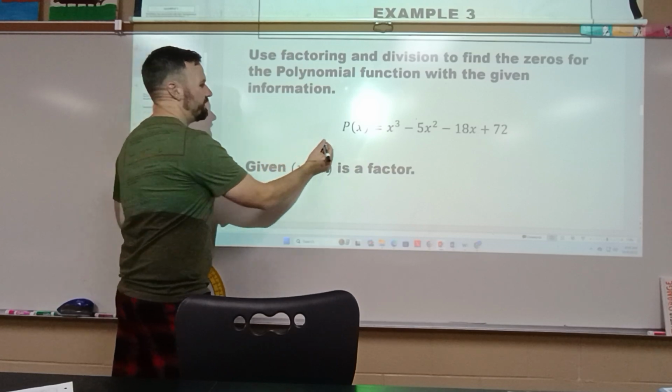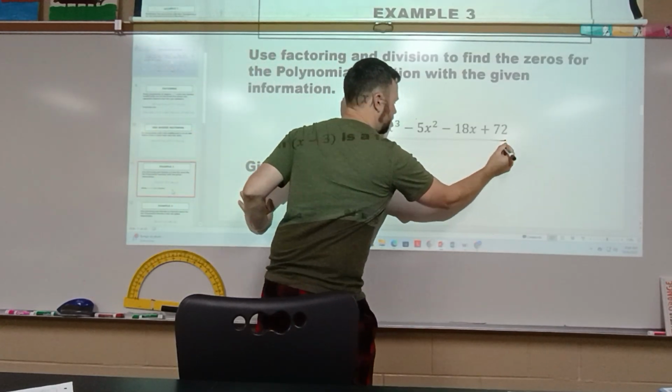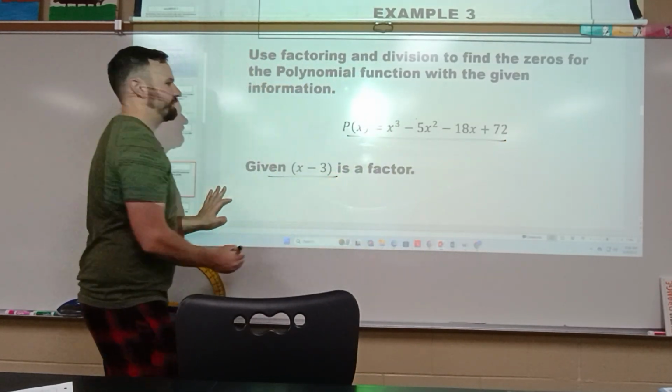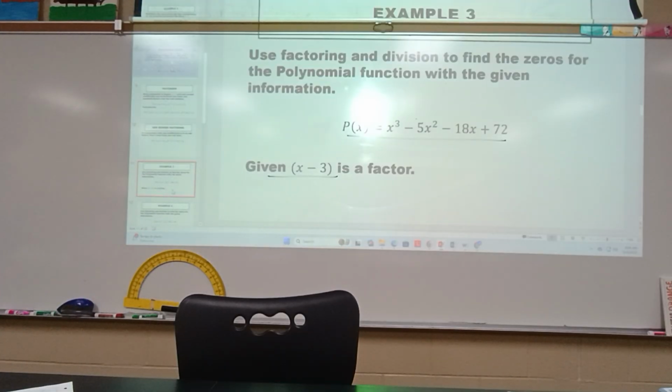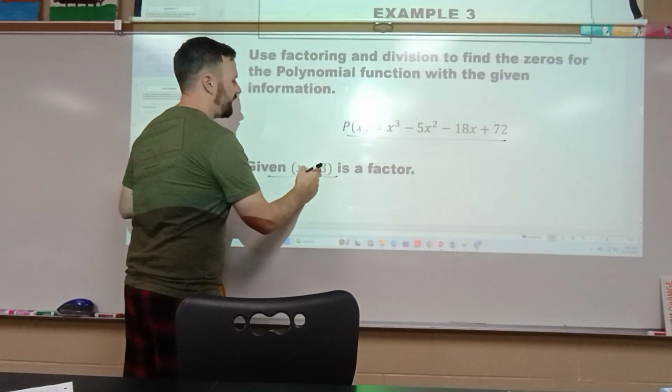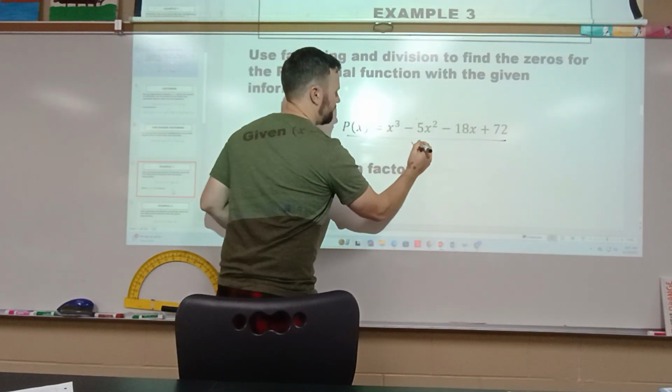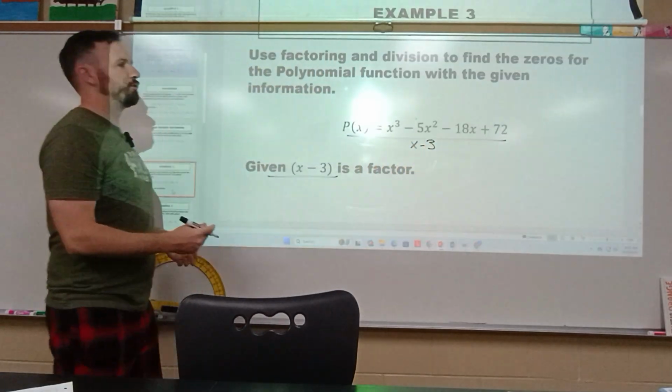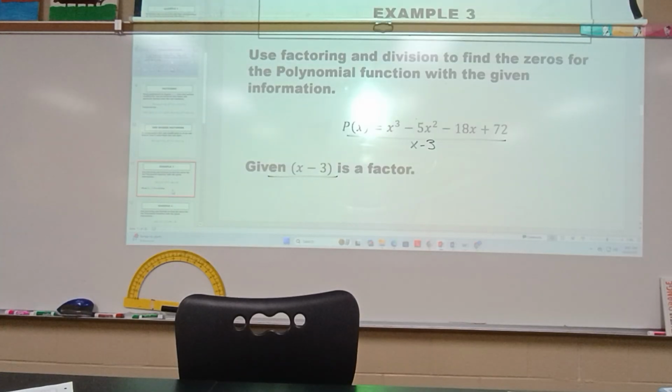But luckily, they give us what a factor of it is. So can I turn that cubic function into a quadratic function? Yeah. If I know this is a factor, and I gave you this problem, would you guys know how to figure it out, like the division, using synthetic? So that's what you've got to do. That's step one. We synthetically divide, and then we're going to solve the quadratic.